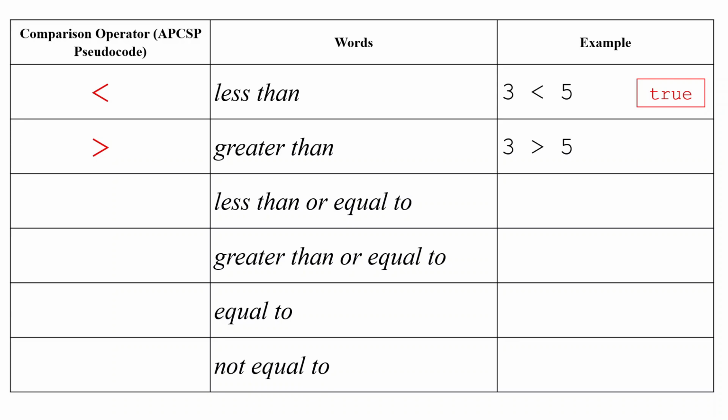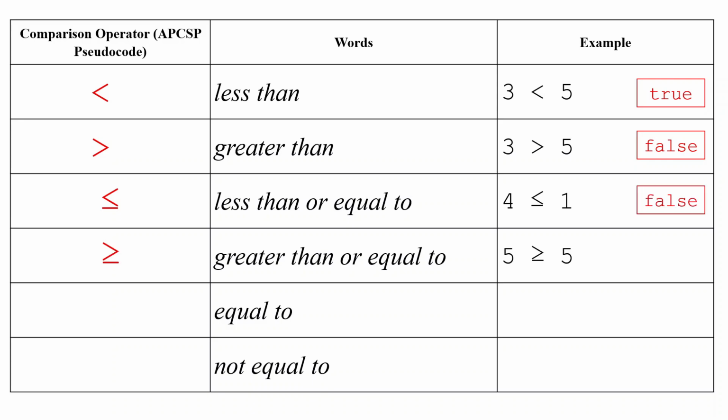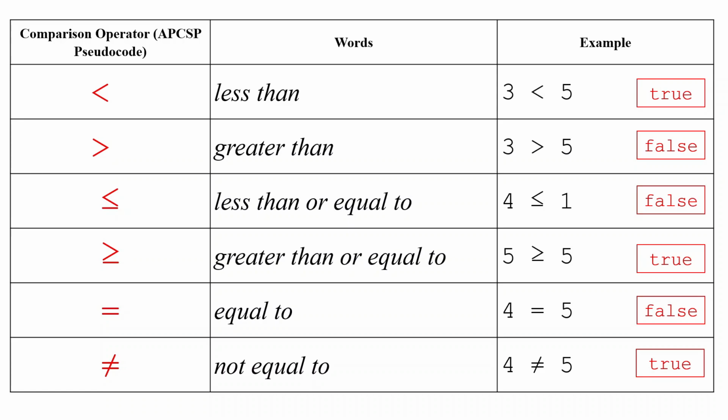There's the greater than symbol. So for instance, is 3 greater than 5? That would evaluate to false. So when you start seeing these comparison operators, we are using them to ask a question. We have the less than or equal to. Is 4 less than or equal to 1? That is false. The greater than or equal to. Is 5 greater than or equal to 5? That is true, right? Because it's greater than or equal to. And then of course we have the equal to. Is 4 equal to 5? That would be false. And then the not equal to. Is 4 not equal to 5? That is true. So we start using these comparison operators in our code to begin to ask questions.